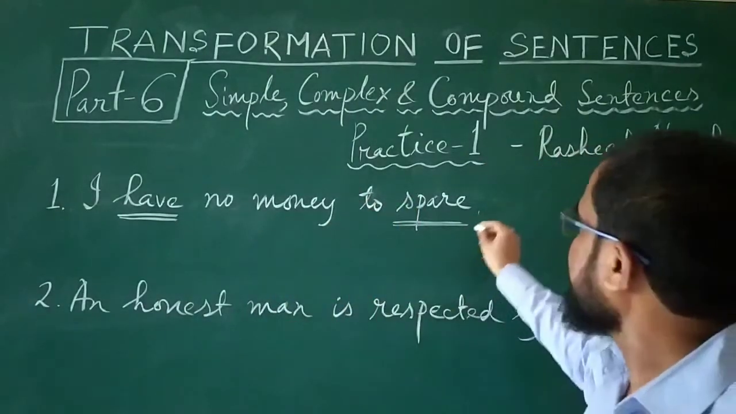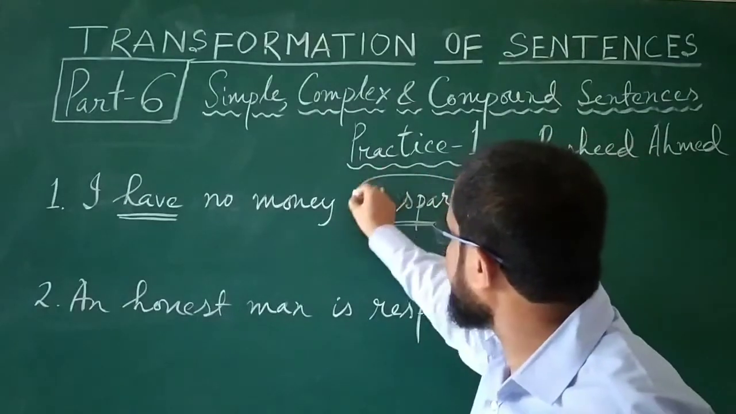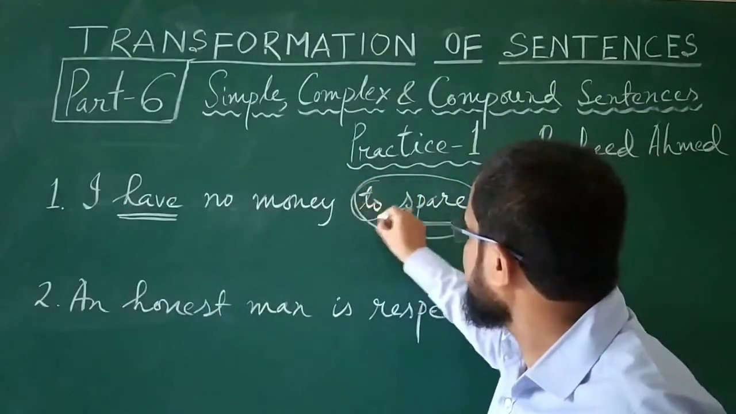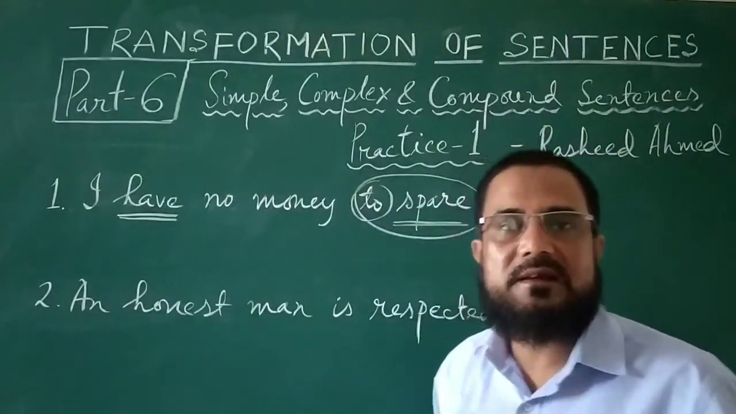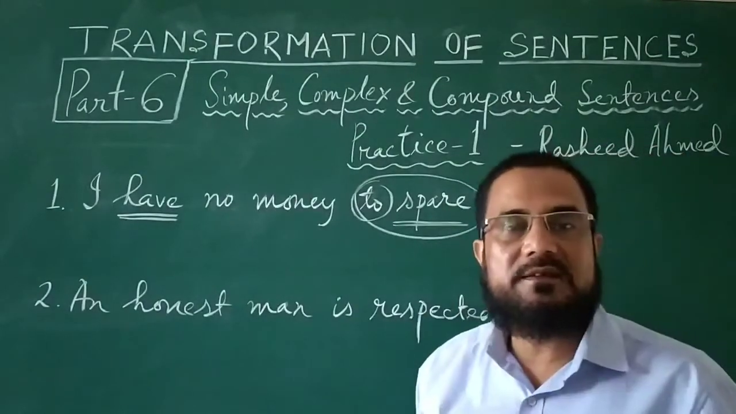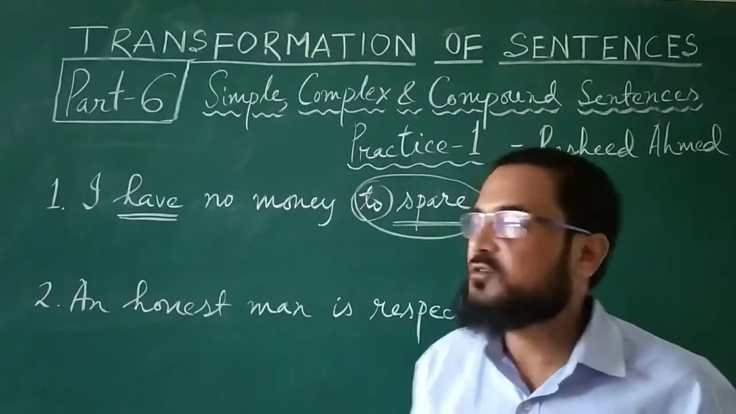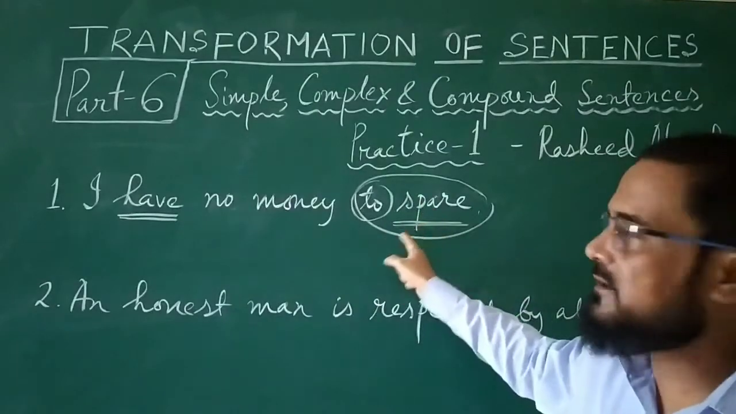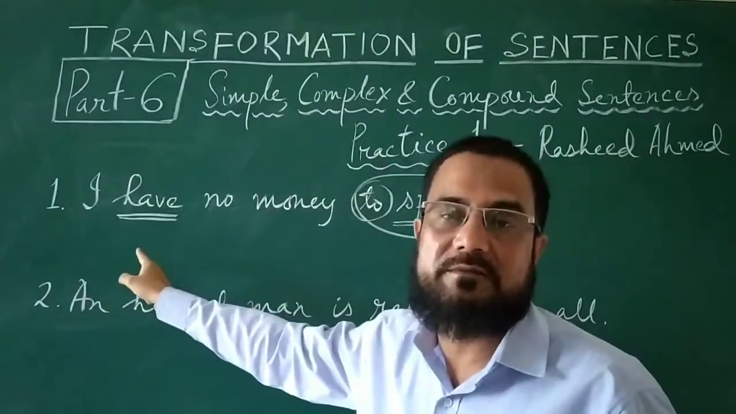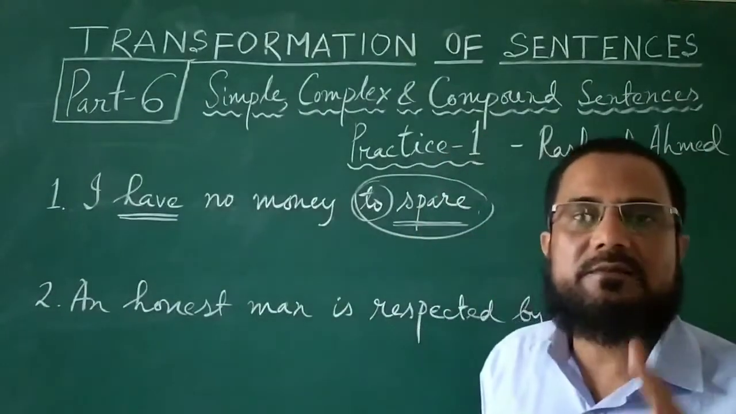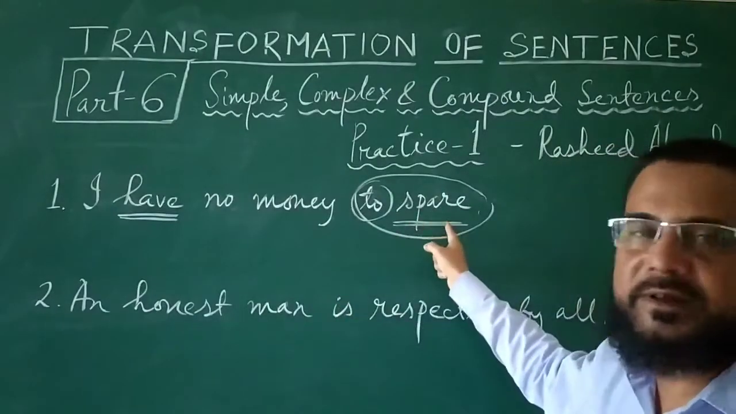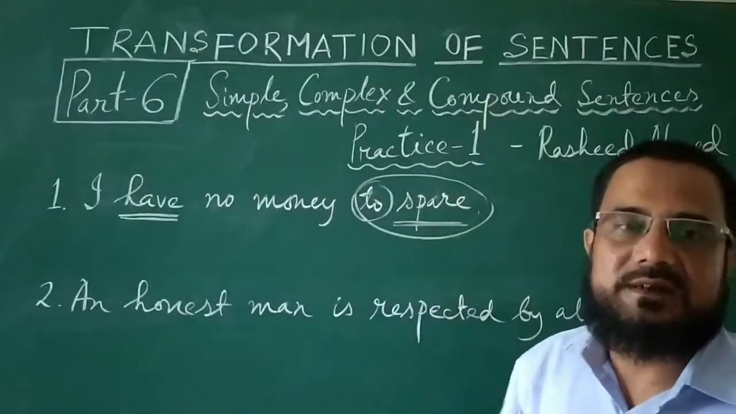So let us see this spare. Before the word spare, there is to. To spare. And we discussed that to spare is an example of the to-infinitive. It is an example of a non-finite verb. So to spare is a non-finite verb. Only one verb, have, is the finite verb. Since there is only one finite verb in this sentence, the other one being non-finite, this is a simple sentence.